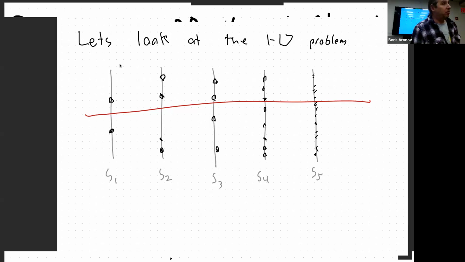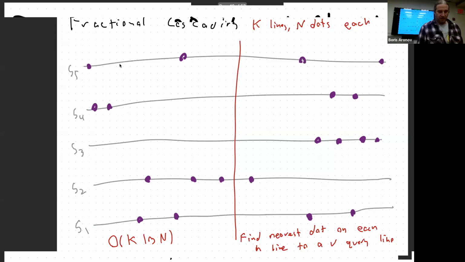So what's the 1D problem? The 1D problem is, suppose I give you a bunch of sets of points on lines, and I give a query horizontal line, and I want to know what is the point nearest to the query line in each of those sets. Now, of course, you can do binary search on each of those sets. Each of those sets has n points, and you have k sets. This is k log n, but can you do better? Well, yes. I'm sorry, I just rotated it 90 degrees for no apparent reason.